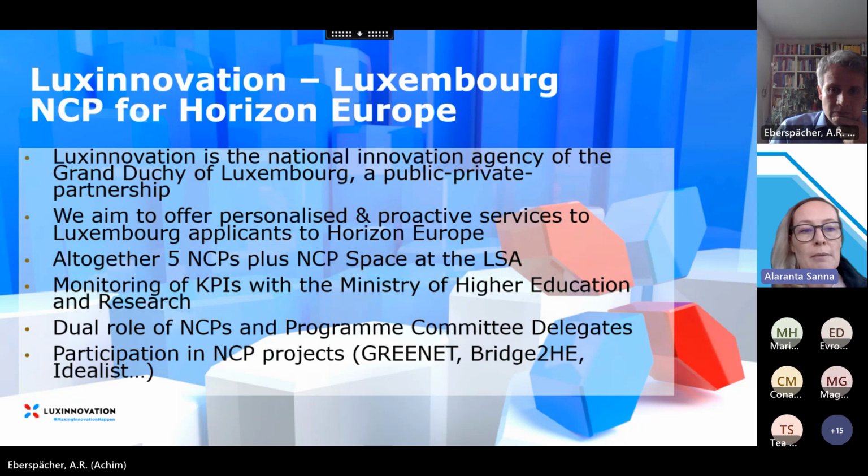We are a public-private partnership, so we are under the Ministry of Economy of Luxembourg, the Ministry of Higher Education and Research, plus FEDIL, which is the Luxembourg Confederation of Industries, Chamber of Commerce and Chamber of Skilled Crafts. But the Ministry of Economy is our biggest owner behind us.